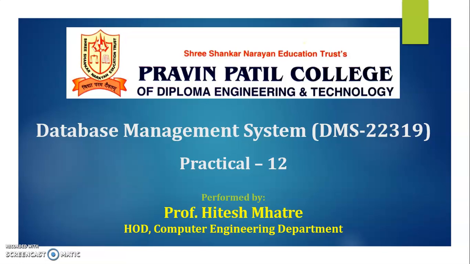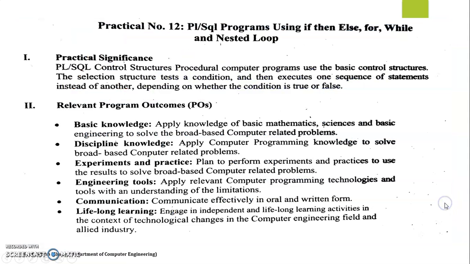Today we are going to perform practical number 12 of Database Management System. Practical number 12 is about the PL/SQL program using if, then, else, for, while and nested loop. The practical significance: the PL/SQL control structure. Procedural computer programs use the basic control structures. The selection structure tests a condition and then executes a sequence of statements instead of another, depending on whether the condition is true or false.